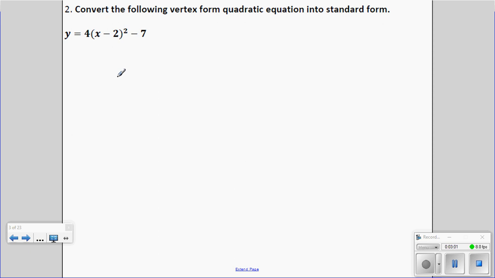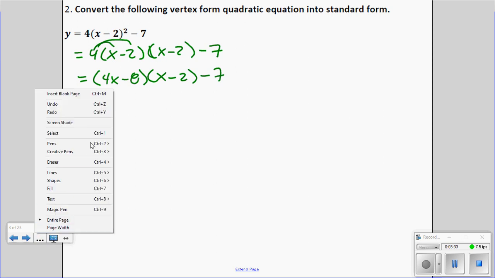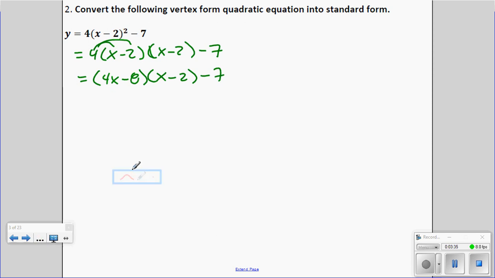Number 2 wants us to take the equation from vertex form to standard form. So the first thing I would do is expand this parentheses into 2 because it's squared. I then would distribute 4 into the first one and only one. You don't do both. I then would use double distribution or the box method to multiply these two sets of parentheses.